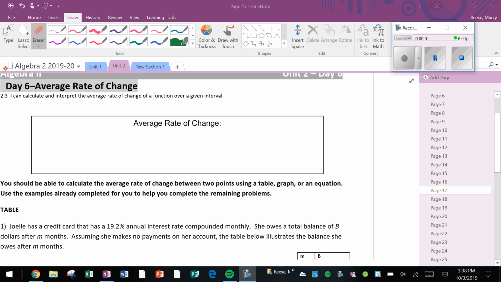Hi guys, here's your flip lesson for today. It's a real quick one. I'm going to just do a couple problems and then I'm going to leave the rest of them for you to do. So it's just quick on my end.